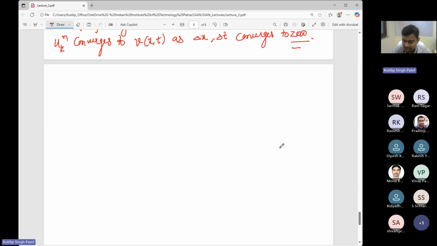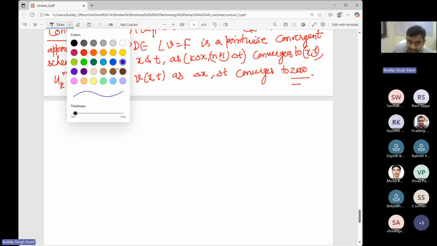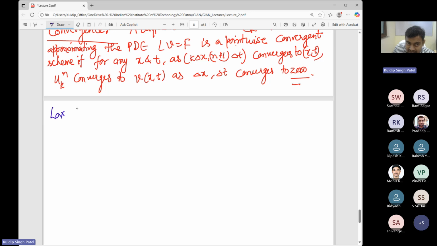So this is, I think, the most fundamental thing which we have covered. We have only two more things to cover: how you choose different schemes, which we will discuss a bit, and then we will go to MATLAB. But before that, I'll show you some power of mathematics. So what is the power of mathematics? The Lax equivalence theorem.